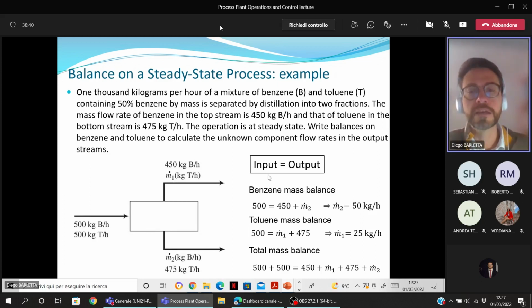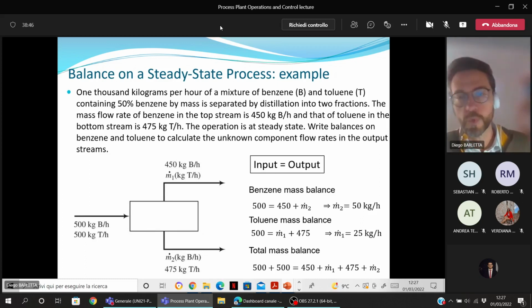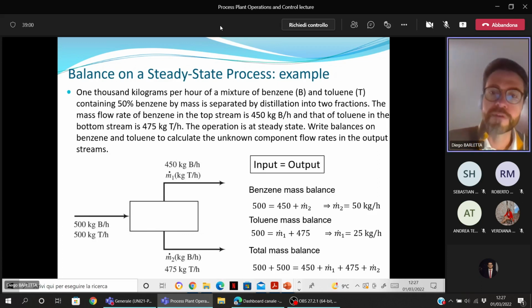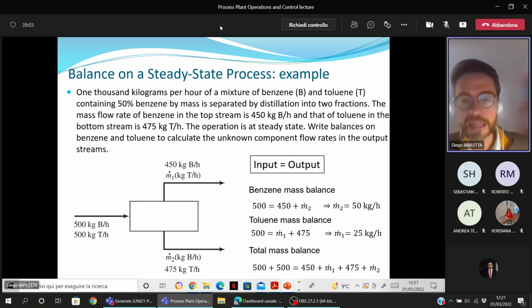And we can apply the general balance equation with the simplification for this case. We are at steady state and there is no generation or consumption of our chemical components because this is only a separation unit. So we can write a balance on benzene and a balance on toluene, and eventually we can write a total mass balance.